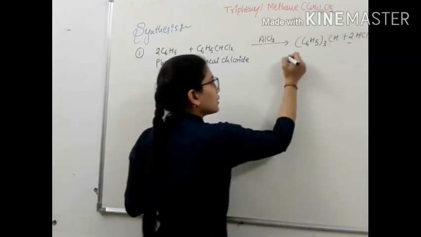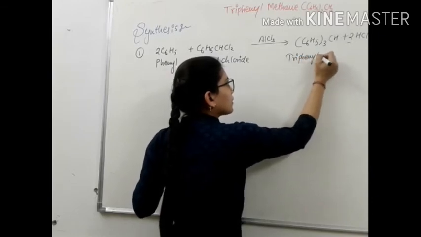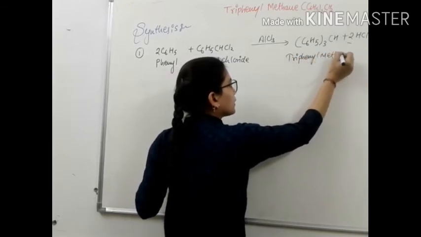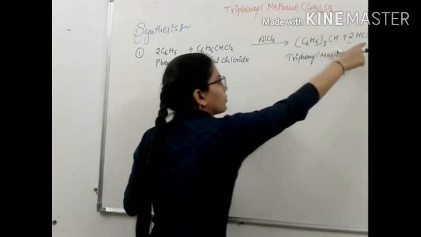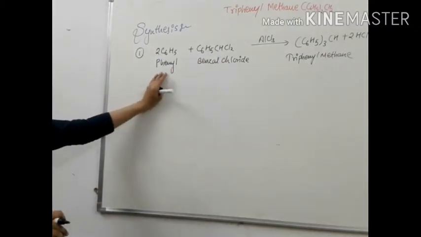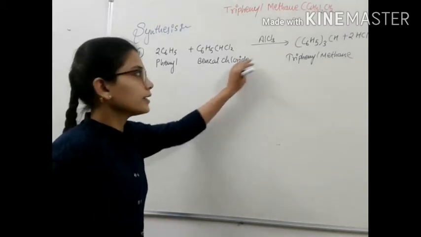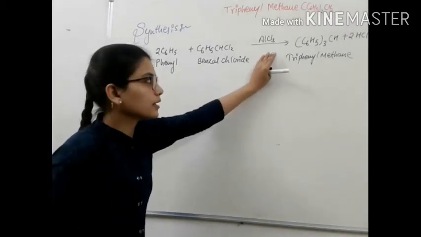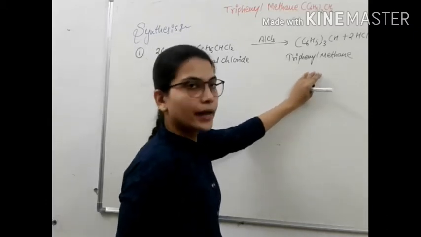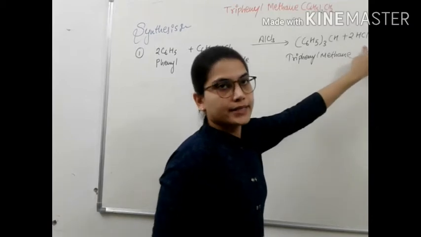This is triphenyl methane and hydrochloric acid. When the starting material is benzene and benzal chloride react in the presence of AlCl3, the formation of triphenyl methane occurs and the remaining compound is HCl.